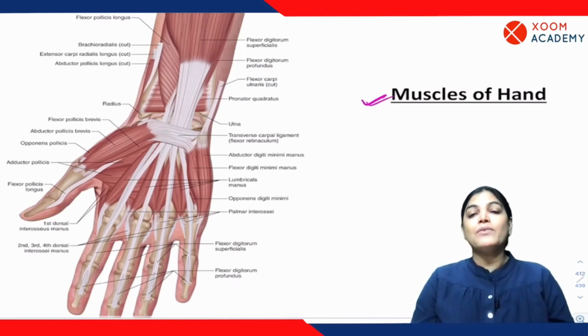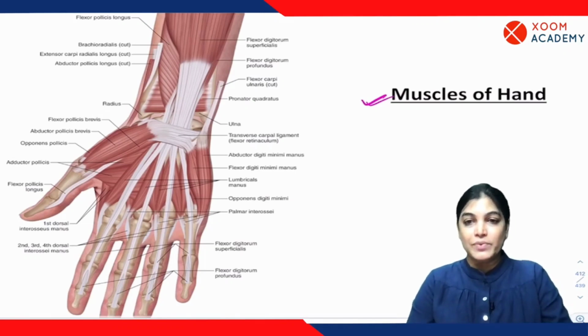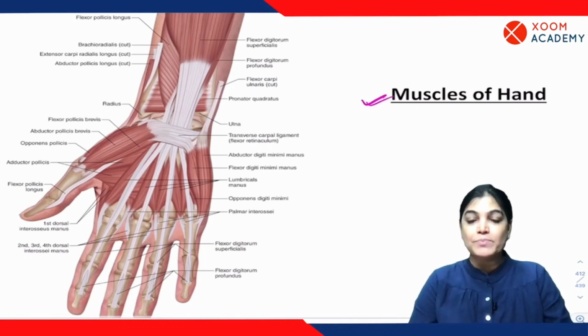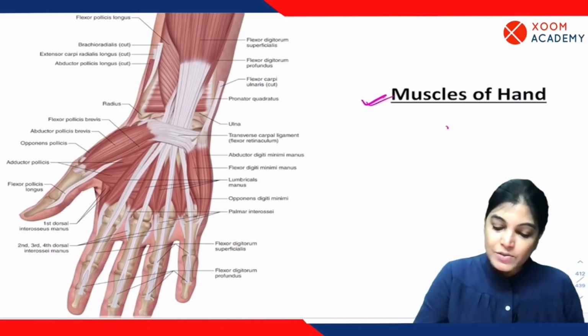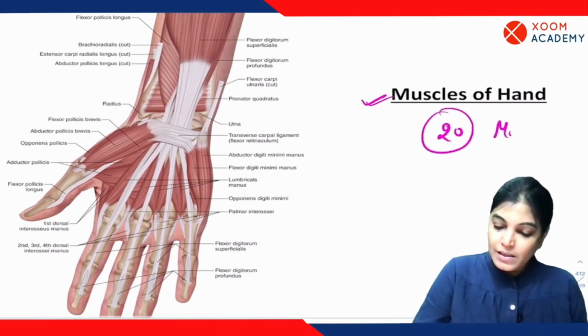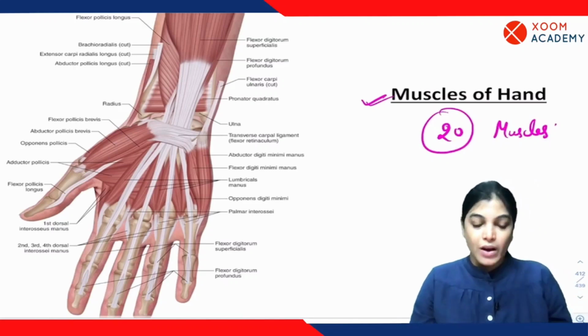Other than that, we have got one muscle in the superficial fascia, called the palmaris brevis muscle, which is an example of a muscle lying in the superficial fascia, called panniculus carnosus. So how many muscles? We have got 20 muscles. I would like to explain briefly all the muscles.